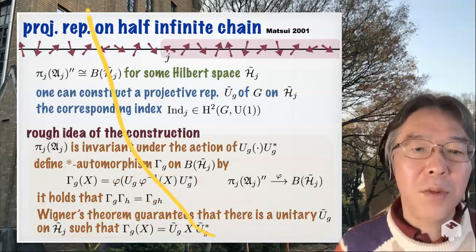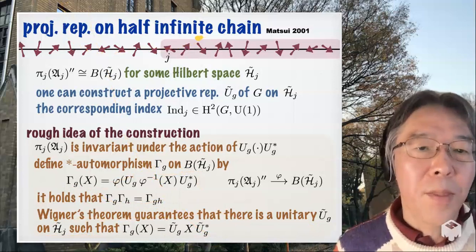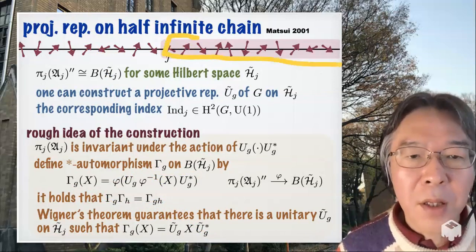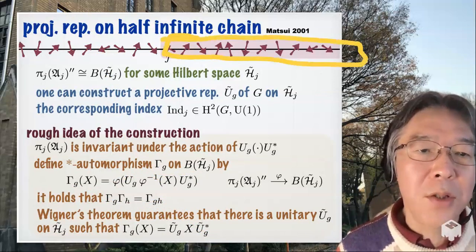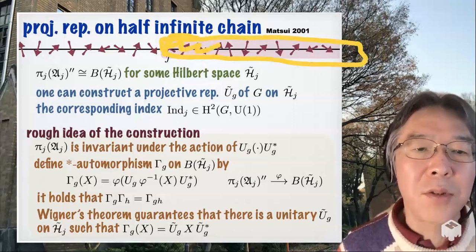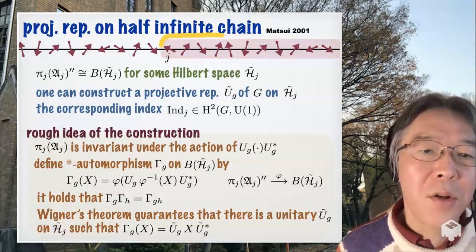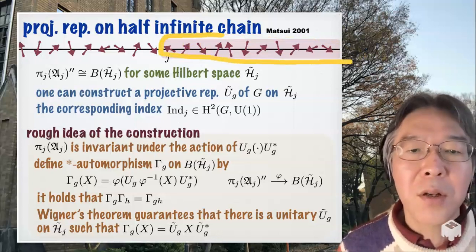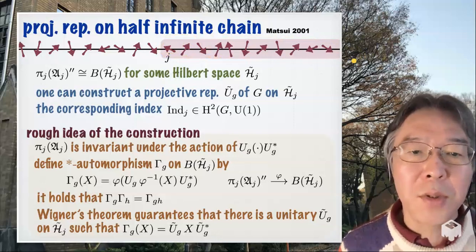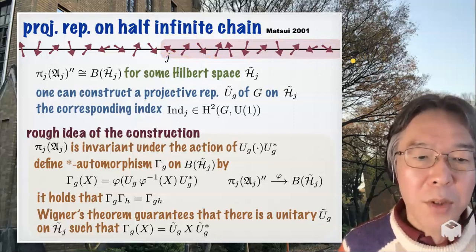So we wanted to get an index which characterizes the transformation property of the ground state restricted onto this half-infinite portion of the chain. We first considered the ground state restricted here and considered the GNS representation, and we got the Hilbert space Hj.